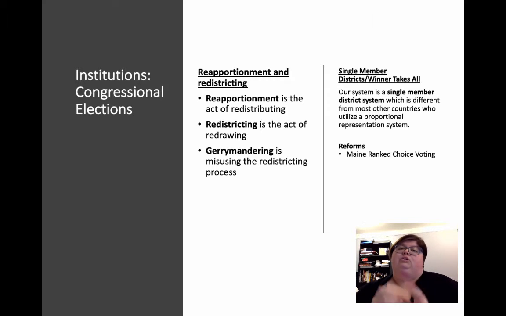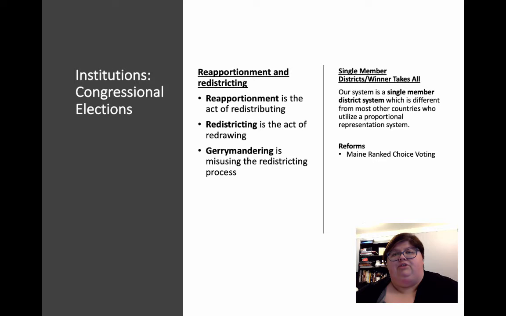Redistricting is the act of redrawing those lines based on the number of representatives we have. So you may remember us doing the redistricting game in class. And then gerrymandering is the misuse of that redistricting process for partisan or other types of gain. Now, another facet of our congressional election system that is important here is the fact that we have what is called single member districts. It's a winner takes all system.